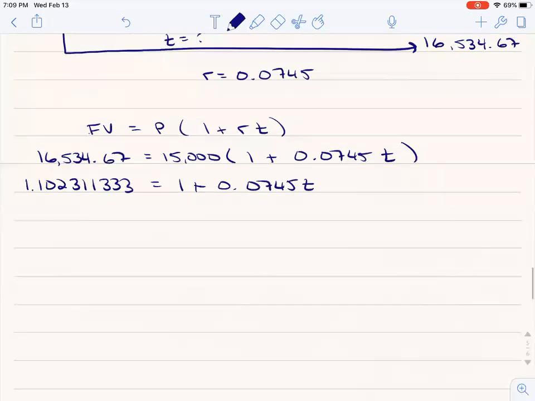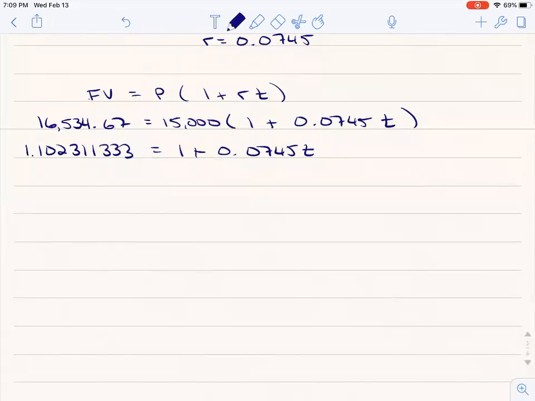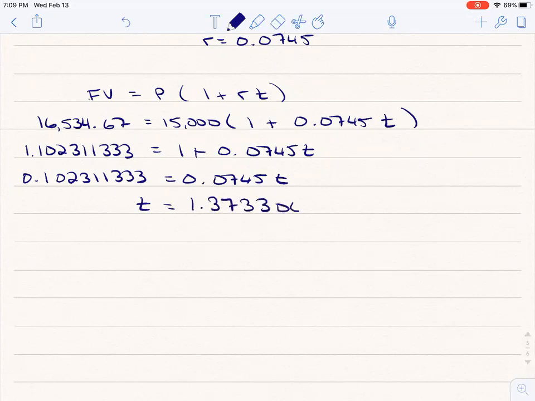Subtract 1 from both sides. We get 0.102311333 is 0.0745 t. Solving for t, we can divide both sides by 0.0745. T is 1.373306488 years. T is always in years.